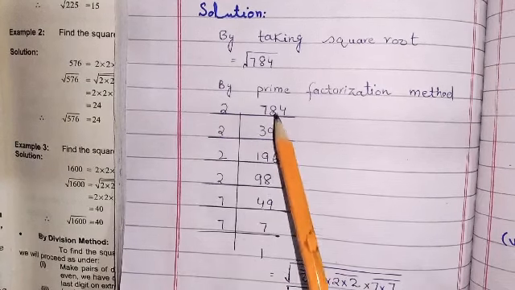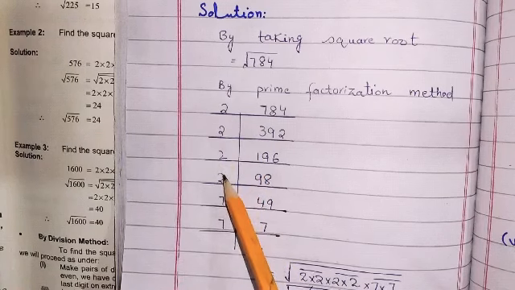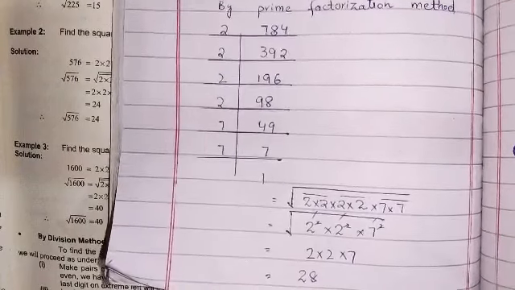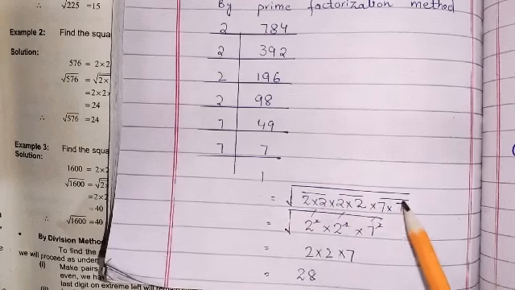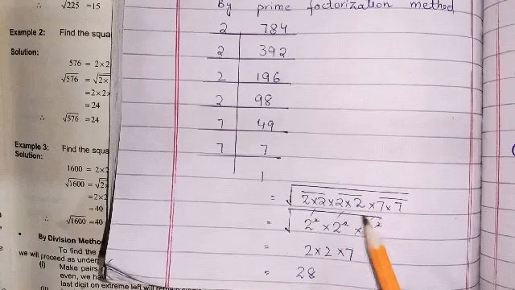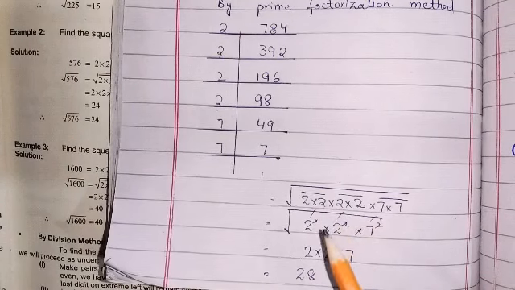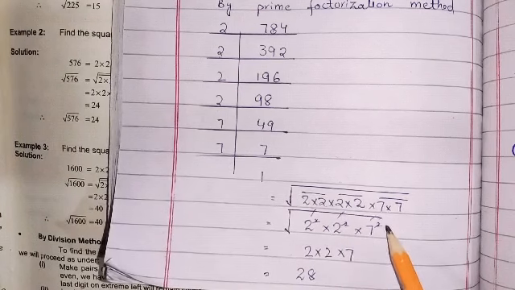So the prime factors of 784 are 2 multiplied by 2 multiplied by 2 multiplied by 2 multiplied by 7 multiplied by 7. Now students, we will write all the factors within the sign of square root, then we make pairs of the numbers. Here is the pair of 2, then the next pair of 2, and then the next pair of 7. Now students, we will make squares of the numbers: 2 square into 7 square.